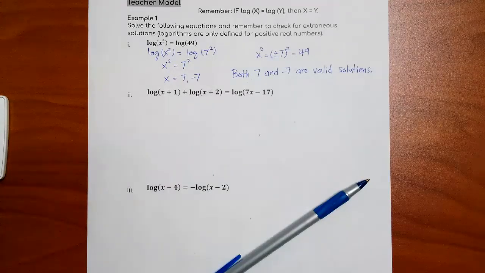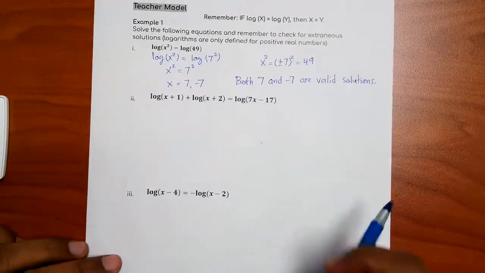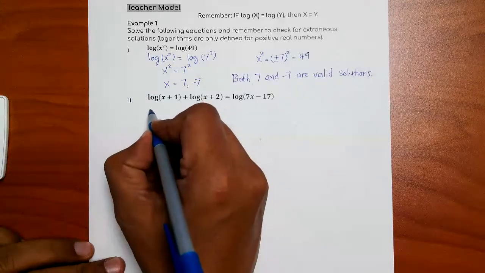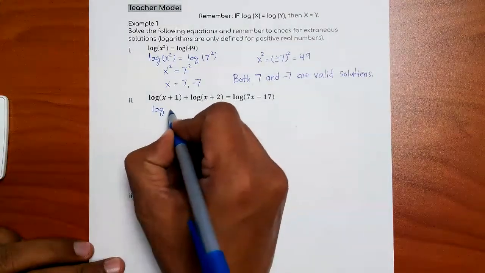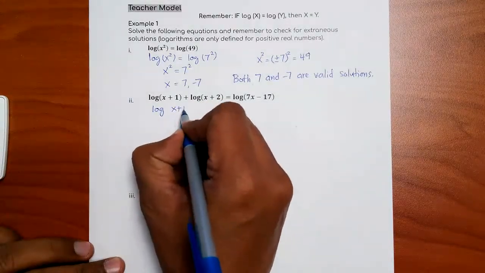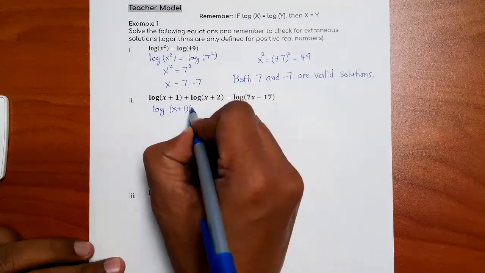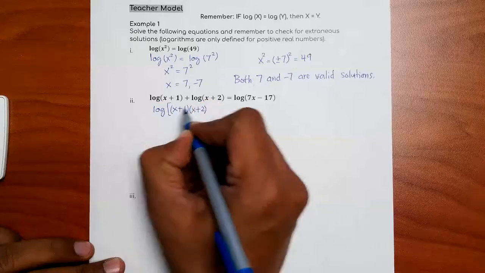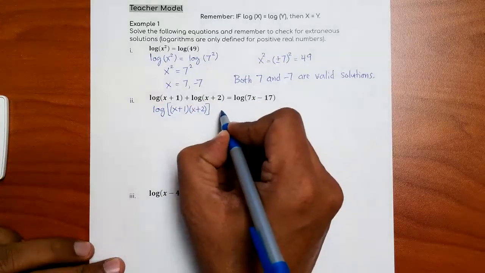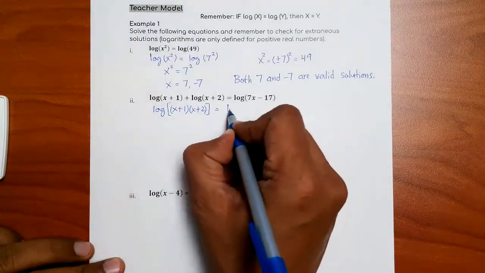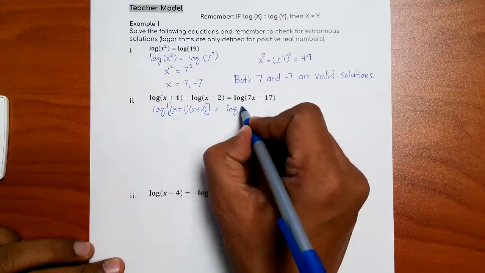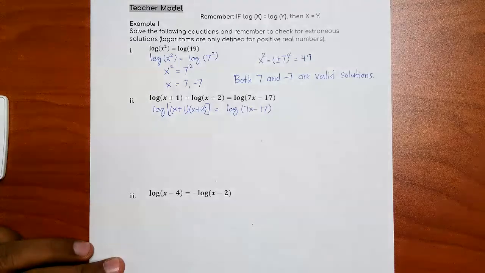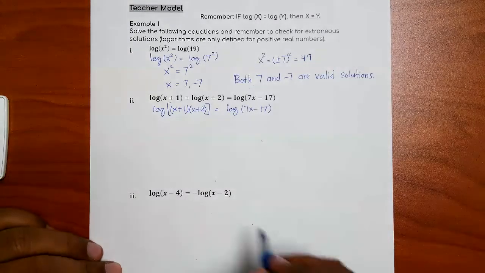Okay, so now we again will combine these two. So we will have log of (x plus 1)(x plus 2), we can write brackets here, is equal to log of 7x minus 17. Now again we have log on both sides, so we can remove the logs.